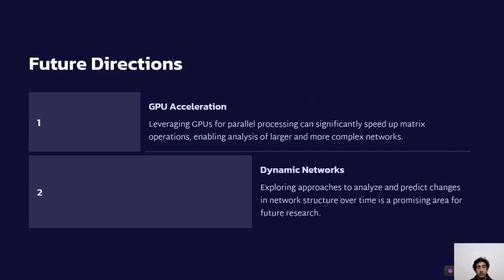Future directions: GPU acceleration and dynamic networks. GPU acceleration: leveraging GPUs for parallel processing can significantly speed up matrix operations, enabling analysis of larger and more complex networks. Moving on to dynamic networks: exploring approaches to analyze and predict changes in network structure over time is a promising area for future research.